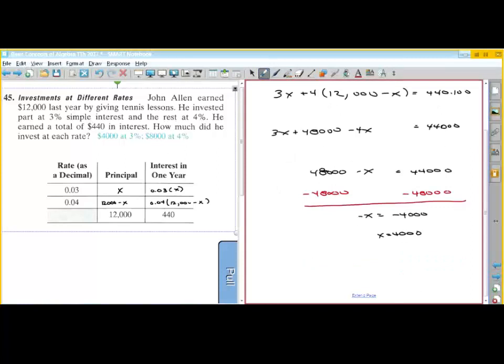So what we would say, and you might stop there, but you got to read the original question. How much did he invest at each rate? So the answer is $4,000 at 3% and 8,000, which is from here. So 12,000, x is 4,000, 12,000 minus 4,000 is 8,000. So you'd have 8,000 at 4%. And that would be the answer. So be careful of that.